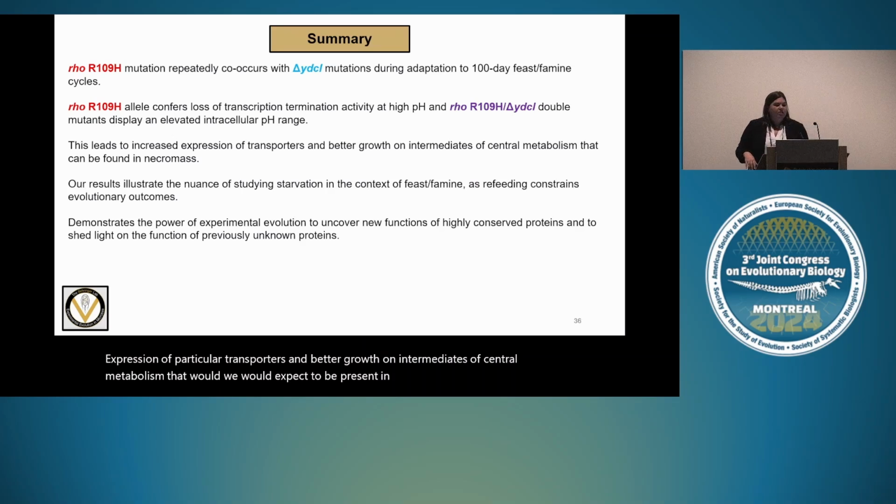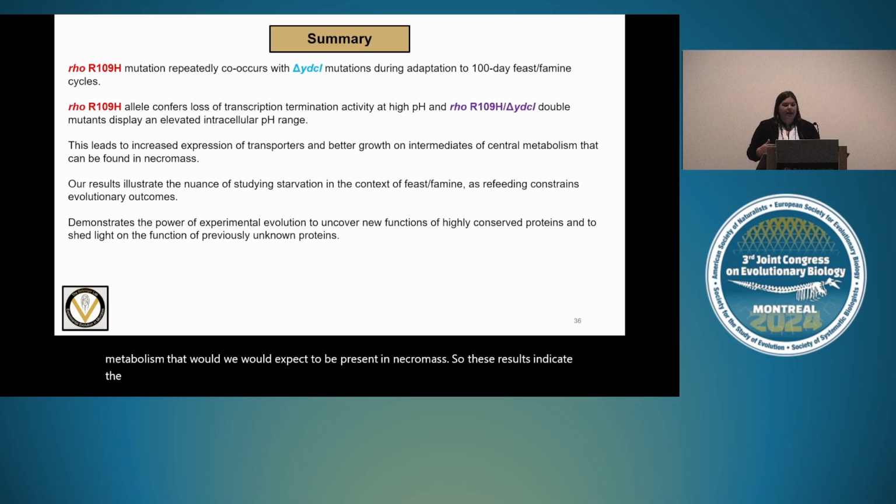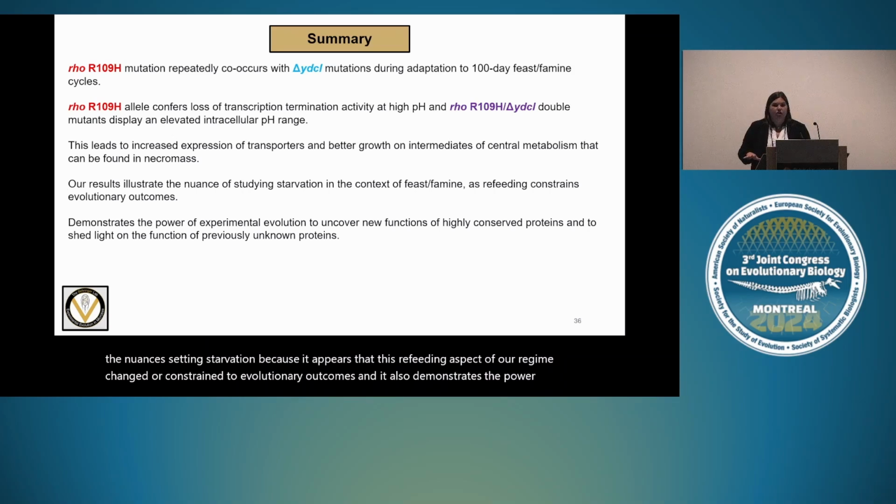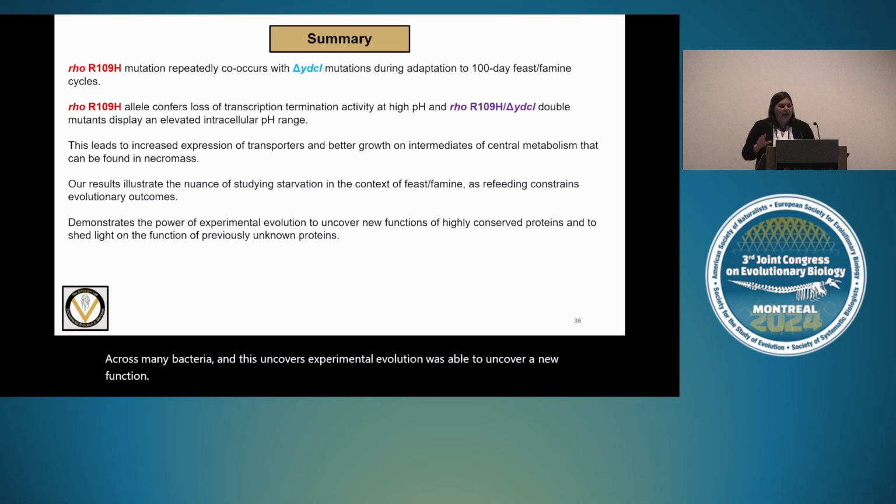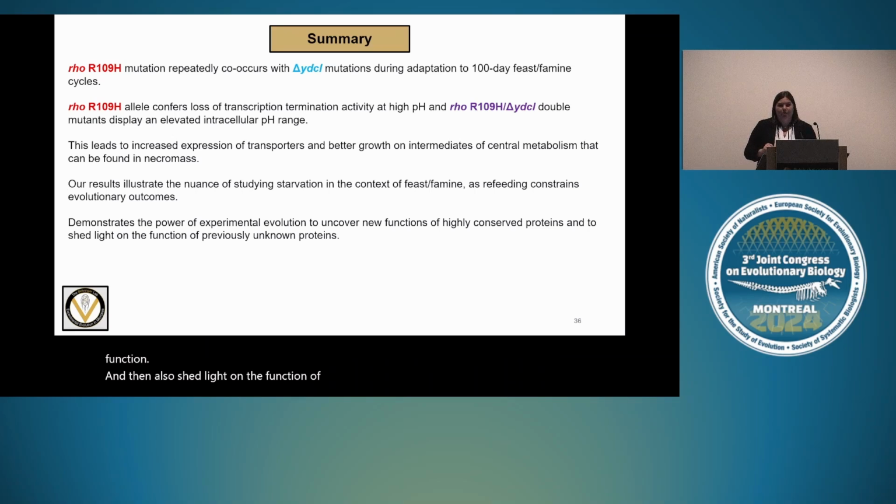So these results indicate the nuance of studying starvation, because it appears that this refeeding aspect of our regime changed or constrained the evolutionary outcomes. And it also demonstrates the power of experimental evolution. Rho is an essential and highly conserved protein across many bacteria, and this experimental evolution was able to uncover a new function, and then also shed light on the function of previously unknown proteins.